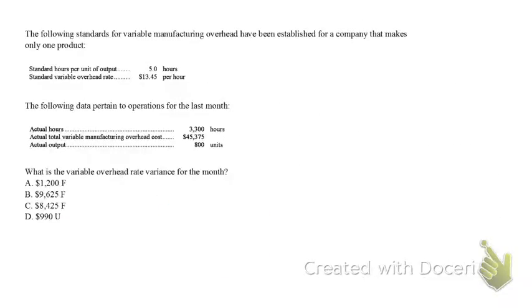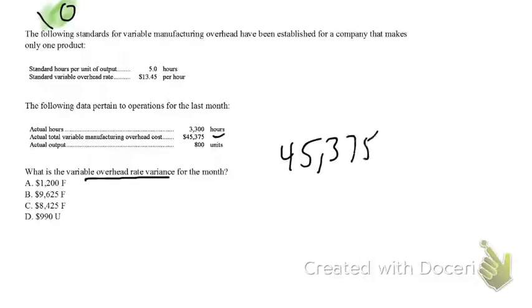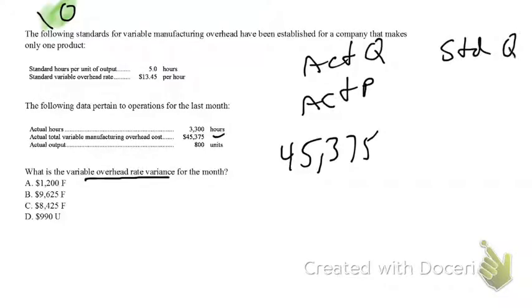This is question number 10. Oops, let's go back to question number 10. I'm looking for a rate variance. So once again, I'm looking for that left-hand side. Total actual is 45,375, and that's my actual quantity, my actual price. I'm looking to compare that to the actual quantity and the standard price.